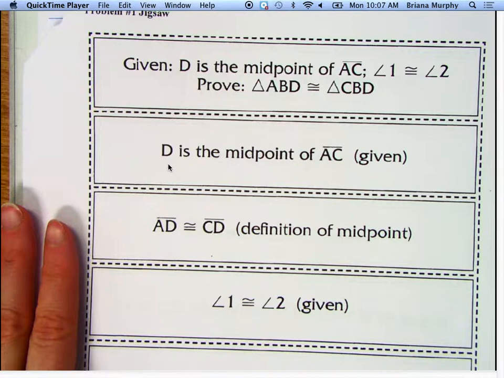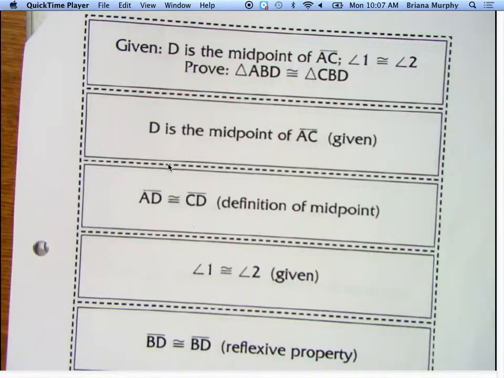My proof is that I'm given D is the midpoint of AC. Angle 1 is congruent to angle 2. And we're going to prove that the triangles are congruent. D is the midpoint of AC, given. AD is congruent to CD by definition of a midpoint.